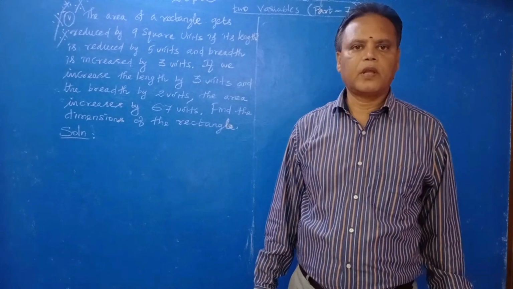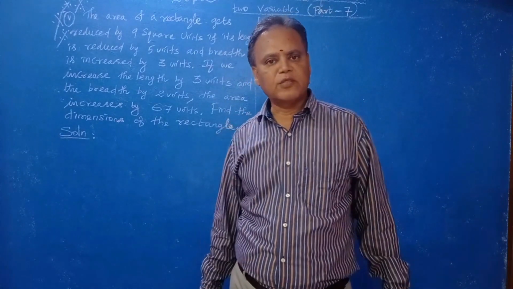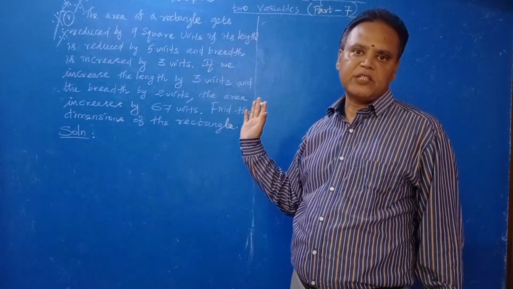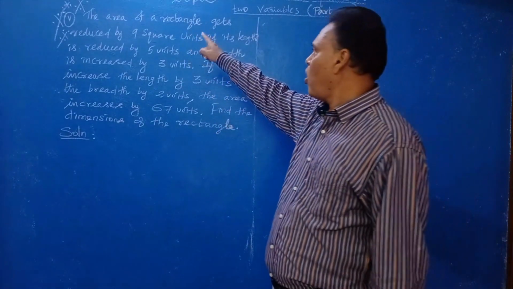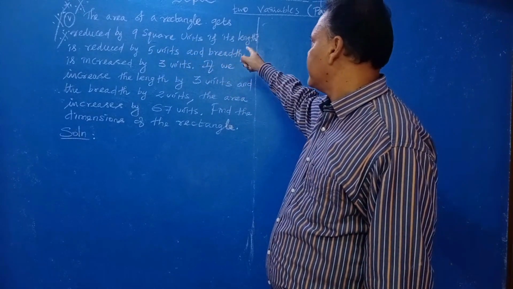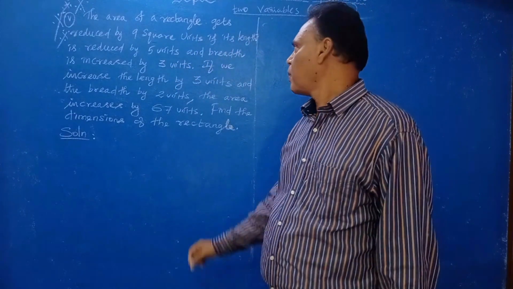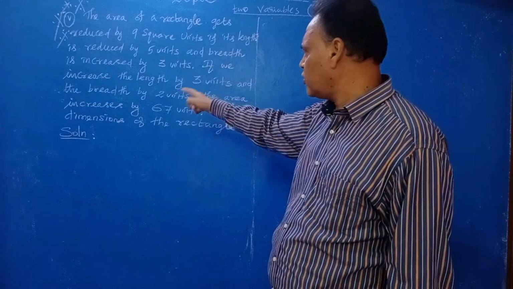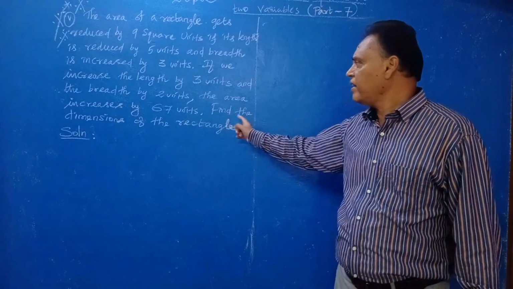You see the next problem, a very important problem. This is an application problem, a statement problem, a verbal problem. You have to convert it into a mathematical statement, then apply the algebraic method. The area of a rectangle gets reduced by 9 square units when its length is reduced by 5 units and breadth is increased by 3 units. That is the first condition. Now the second condition: if the length is increased by 3 units and breadth by 2 units, the area increases by 67 square units. Now find the dimensions of the rectangle.